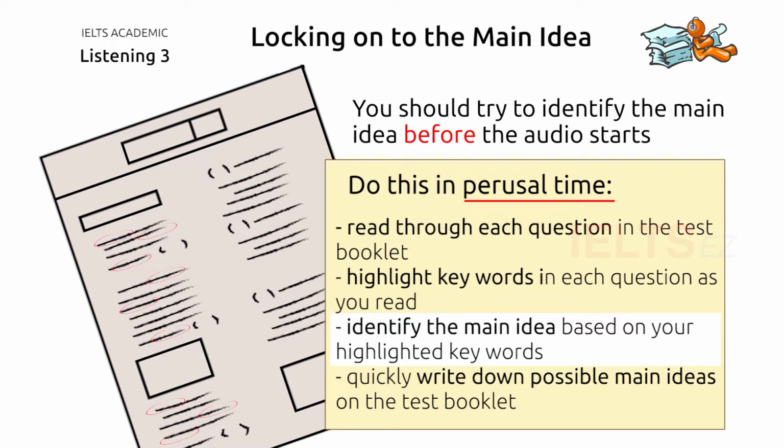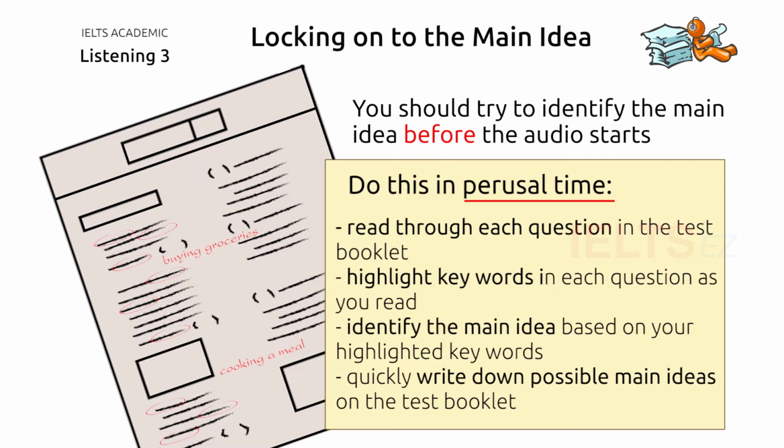When you think you have identified a possible main idea or two, write them down on the test paper. Writing them down will help you verify that your choice of main idea is correct. When the audio starts, highlighting key words also has another advantage. Key words are very important words that you should listen for in the audio. Many answers will draw on these words. Remember, you do not need to understand every word.